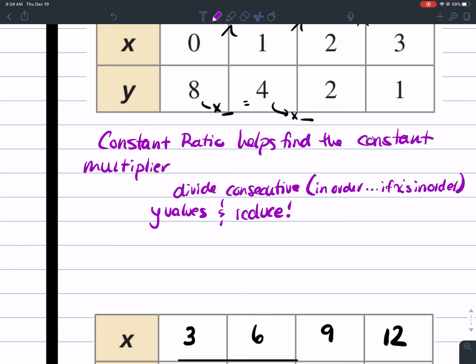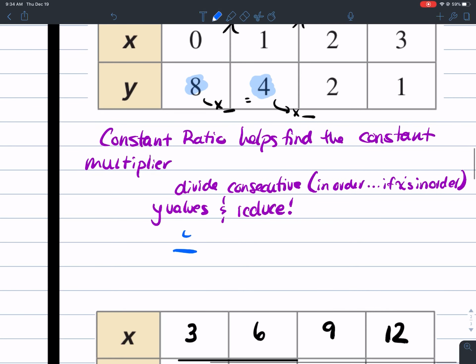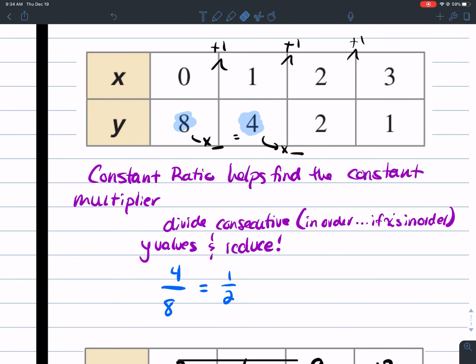So for instance, if I wanted to know what did I multiply 8 by to get to 4, I would take the 4 and divide it by the 8. So I would take 4 and divide it by 8, and if I reduce that, I get 1/2. Now the reason that this constant ratio is the constant multiplier is because this happens if x changes by 1. So that's a special case here. Because x is changing by 1, if I multiply all the y values by 1/2, I always get to the next one.